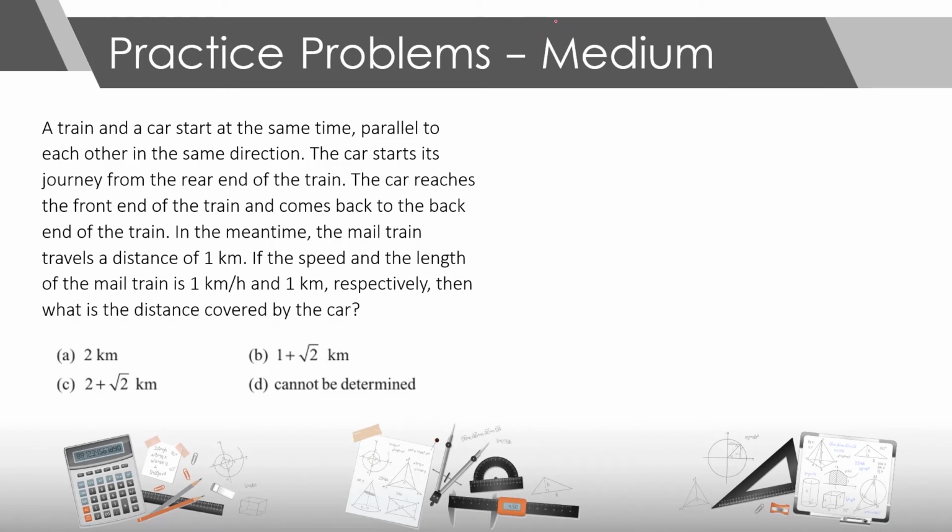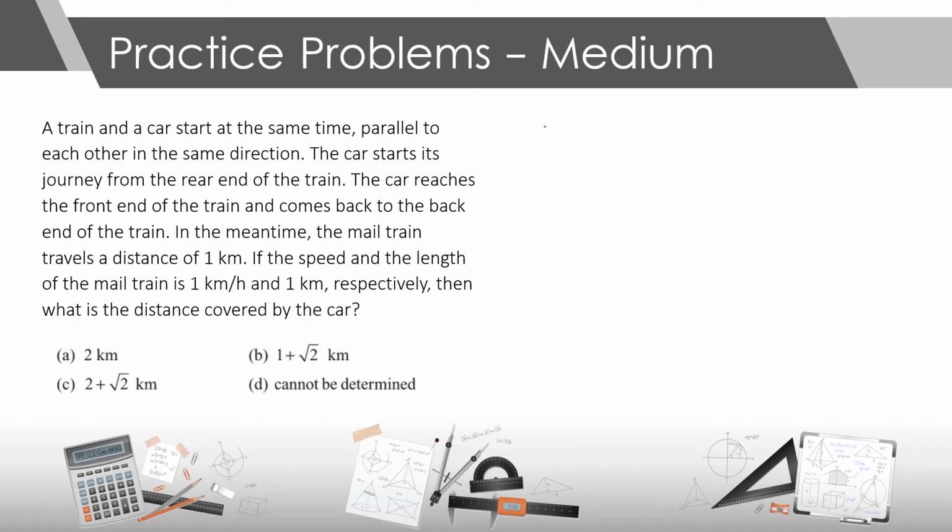In this question, we have a train and a car. Both of them are starting at the same time and they are moving in the same direction. The car is starting its journey from the rear end of the train. The car reaches the front end of the train, and comes back to the back end of the train. In the meantime, the train travels a distance of 1 kilometer. If the speed and the length of the train is 1 kilometer per hour and 1 kilometer respectively, then what is the distance covered by the car?